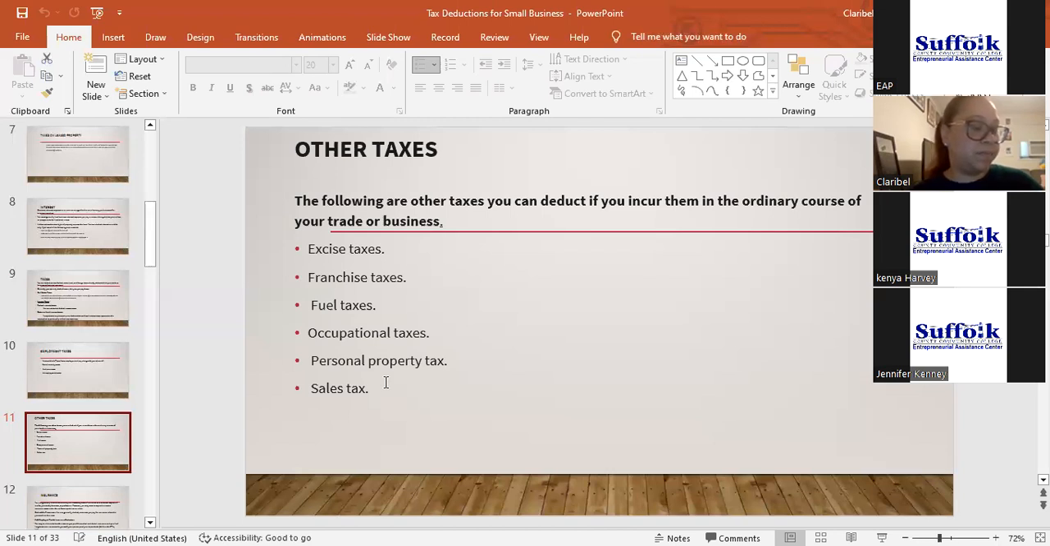If the property is merchandise bought for resale, the sales tax part is part of the cost of the merchandise. If the property is depreciable, it is part of the taxable basis for depreciation. Any questions? Right, so if there are no questions, we'll go on to slide 12.